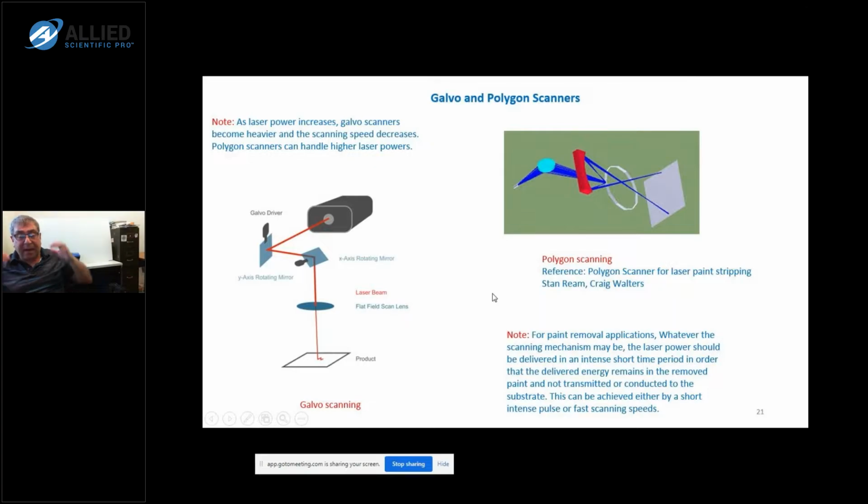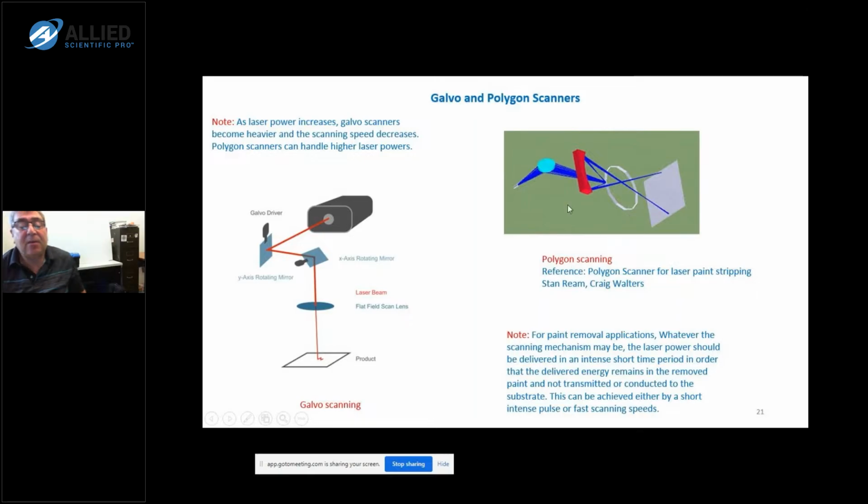You also have the issue of galvo and polygon scanners. So when the laser power increases, the galvo scanners become heavier and heavier, and they slow down, so they can't keep up with the speed and the power. So for this reason, a polygon scanner has been designed that has multi facets. You can see it over here, and this rotates at a very fast speed.